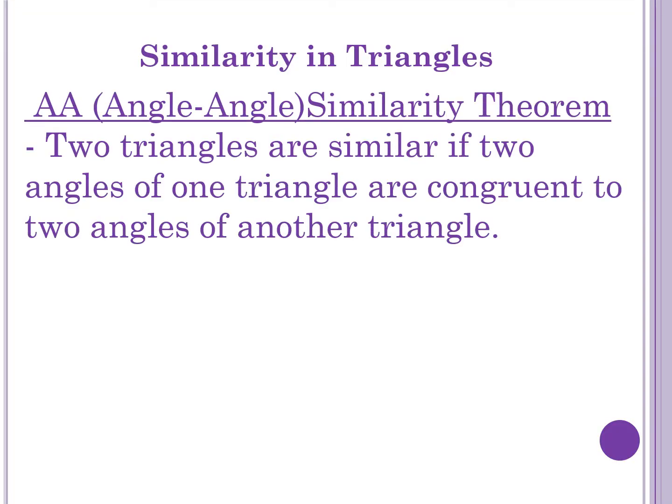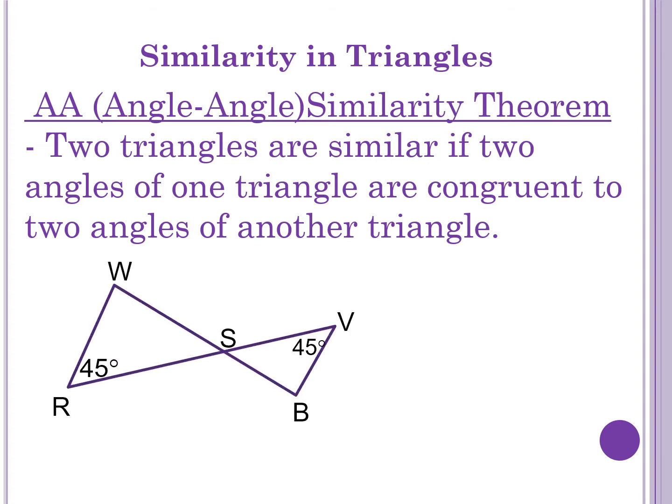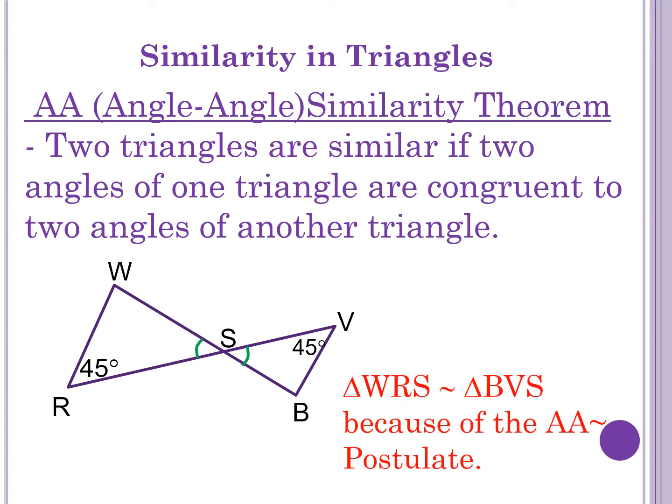The AA similarity theorem or angle-angle similarity theorem states that two triangles are similar if two angles of one triangle are congruent to two angles of another triangle. Say for example, we have the given figure. Triangle WRS is similar to triangle BVS because of the AA postulate or AA similarity theorem. As you can see in the given figure, two angles of one triangle are congruent to two angles of the other triangle.